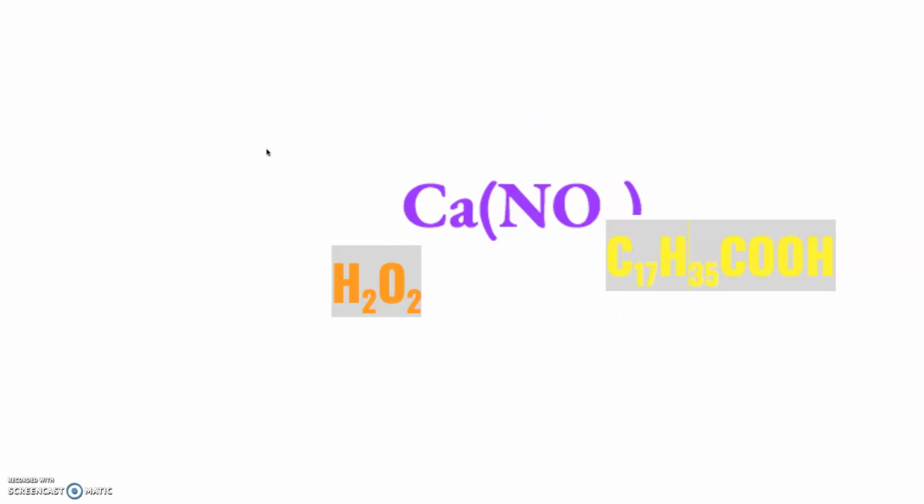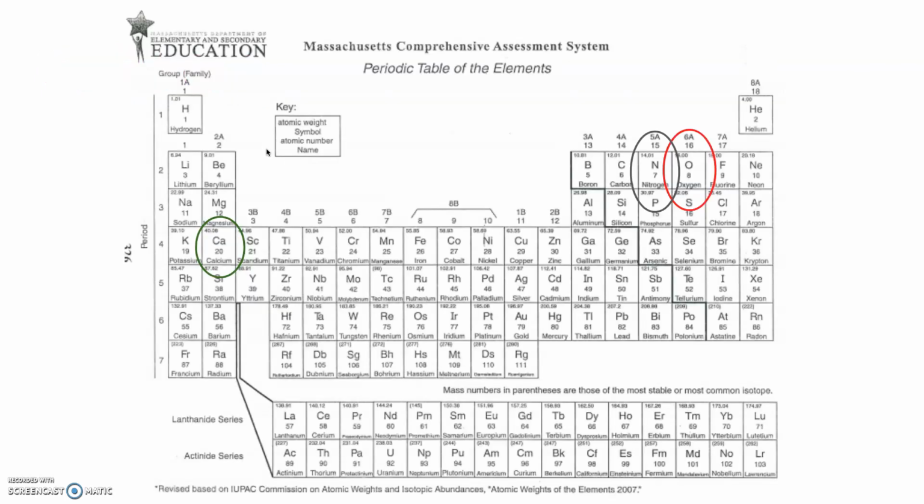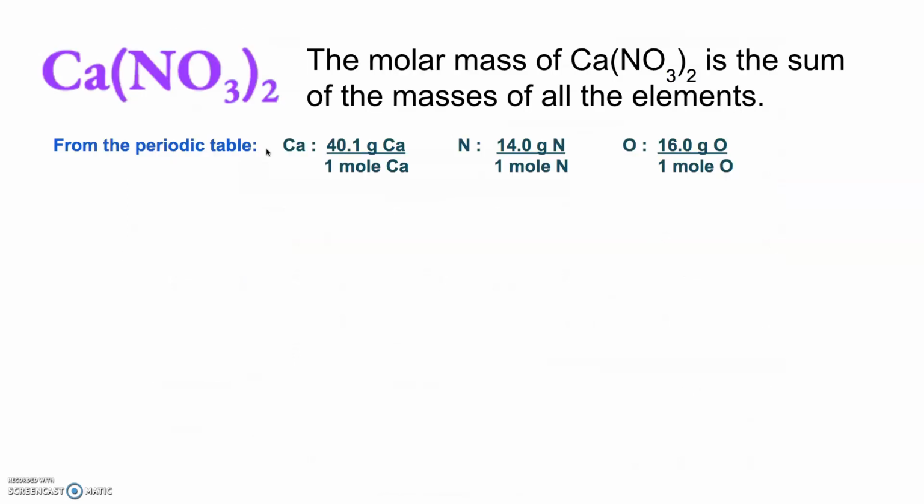We're not going to do all of these. We'll do one more. Let's try Ca(NO3)2, calcium nitrate. What's the mass of 1 mole? Well, it's going to be the sum of the masses of all the elements that are in the compound. There are 3 elements, calcium and nitrogen and oxygen. Every time there's a capital letter, that's a new element.